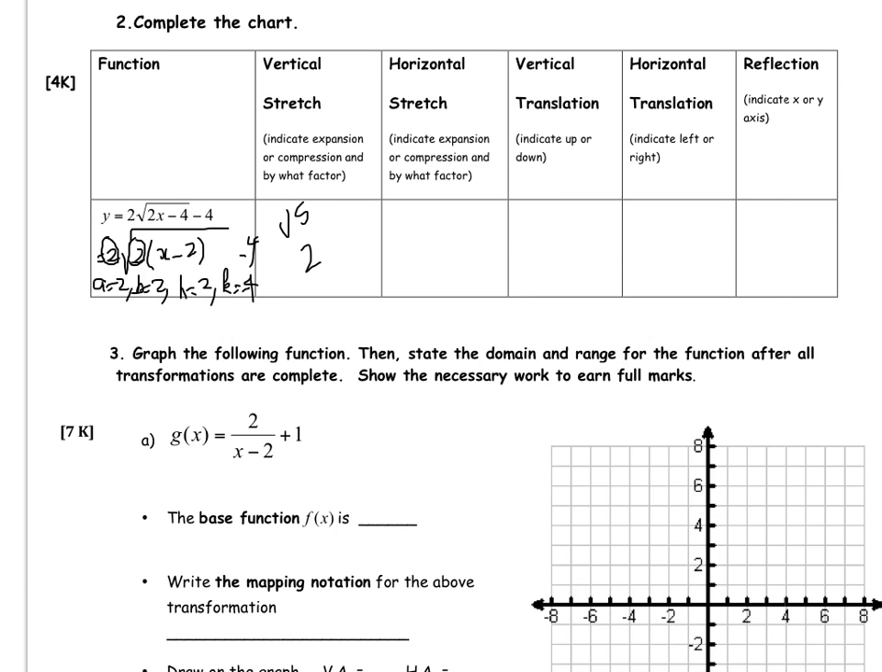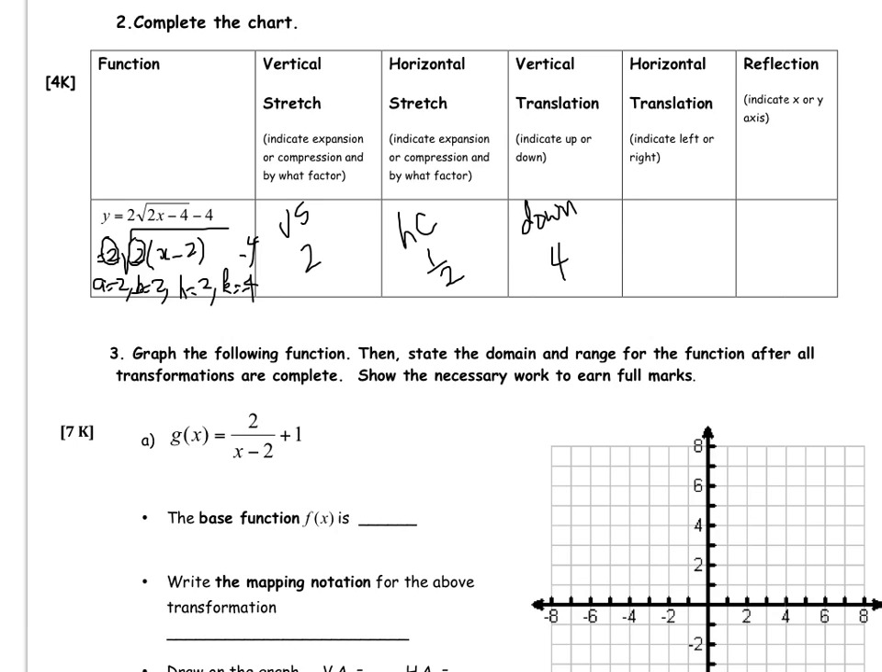Then it asks about horizontal. Since b is equal to 2 and it's greater than 1, it's going to be a horizontal compression, and the factor is 1 over b, which is 1 over 2. Then it says vertical translation. You can see that k is negative 4, so it's going to go down by 4 units.